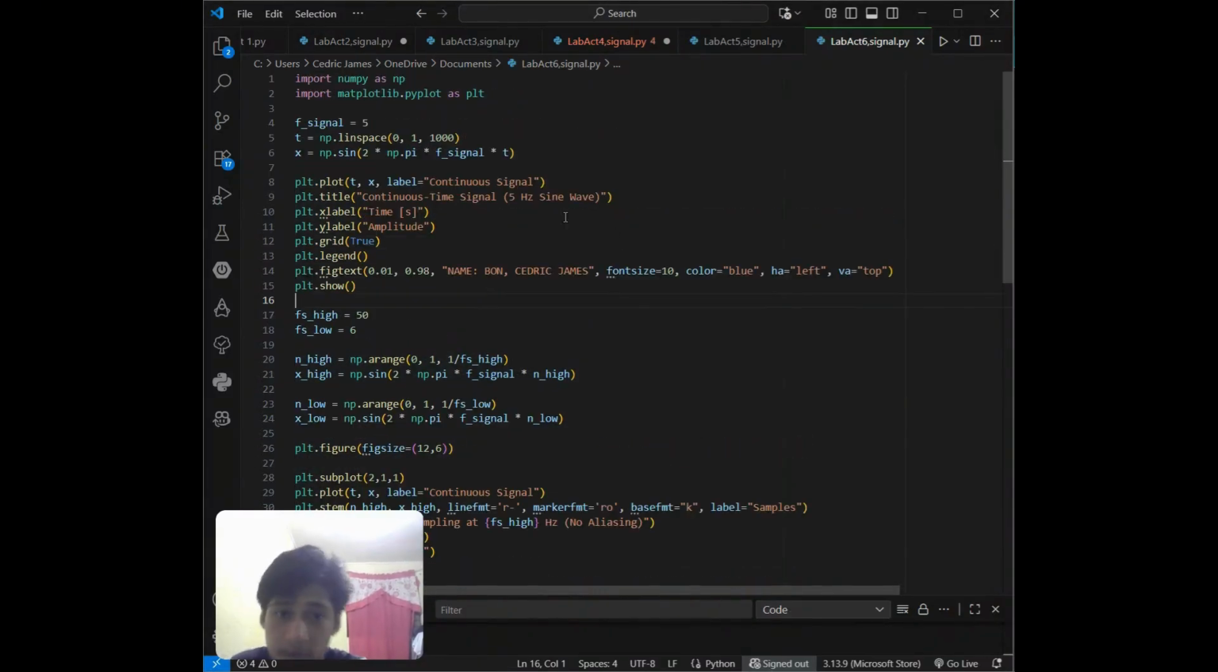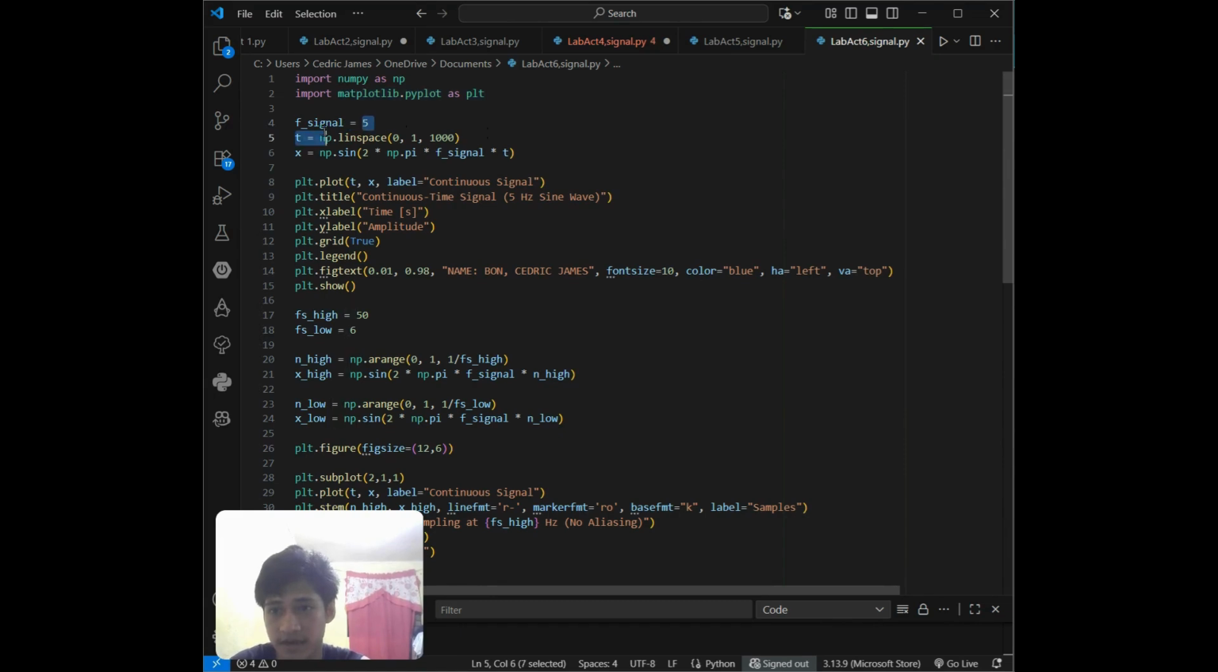So this is laboratory activity 6. The important libraries are NumPy, used for numerical and mathematical operations, especially for handling arrays and mathematical functions, and matplotlib's pyplot, used for plotting and visualizing data like line graphs, stem plots, and titles.